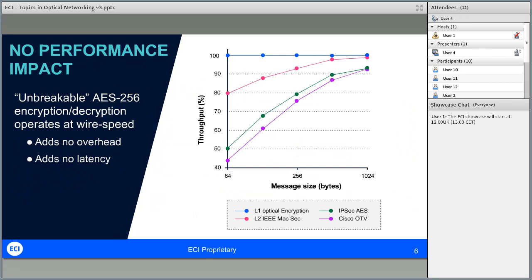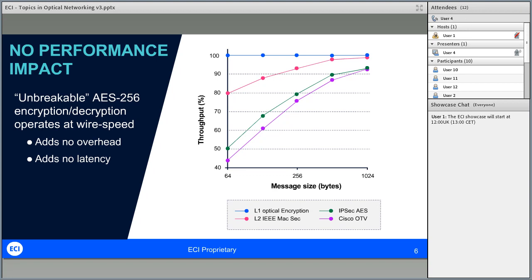The other aspect to this is it doesn't really cost you that much. Perhaps, and there certainly are certain costs associated with that feature, but there's no cost associated with an impact on the performance of your network.